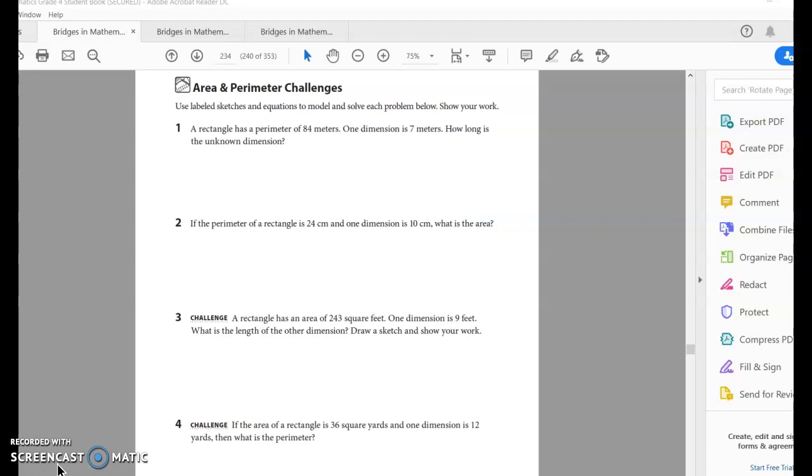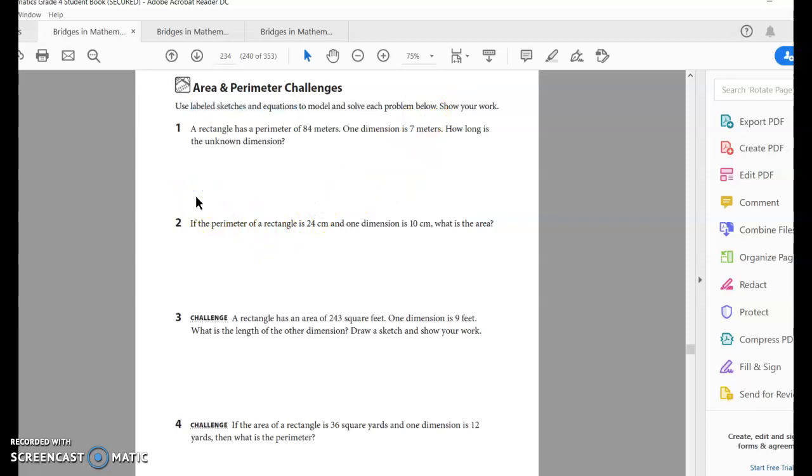Please make sure you're reading the problems carefully because oftentimes they will give you hints as to what type of problem you are doing. All right, please use labeled sketches and equations. We are going to be looking for both, okay? A labeled sketch and an equation to model and solve each problem below. Show your work. This is how the directions want you to do it. That is how we expect you to do them.